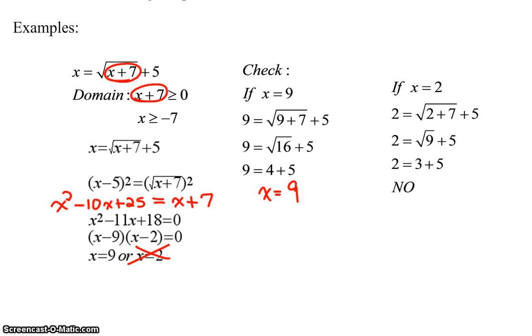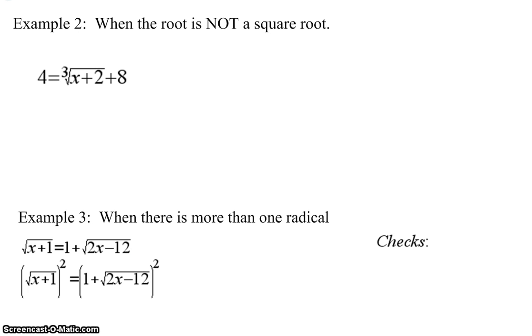Now let's take a look at our second example. In example 2, we have an equation where it's not a square root. It has an odd exponent. Now, when you have an odd exponent, here's the first thing. You're not going to have a domain issue because you can take an odd root of a negative number. So I didn't even need to worry about the domain. All I had to do was actually solve the problem.